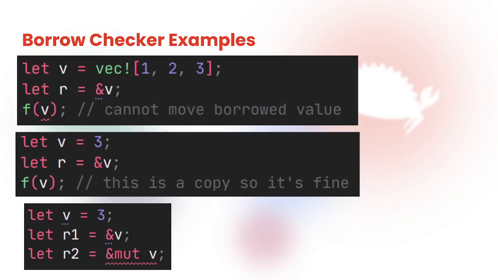This is borrowing the vector, you can't move it. This is borrowing the value, you can move it because you're not actually moving it, you're copying it, so it's fine. And there's another example, you already have an immutable reference, you can't have a mutable one to the same thing. Note that having the copy trait does not affect this at all, right? This is copy, but you still can't do this. This is just never acceptable.